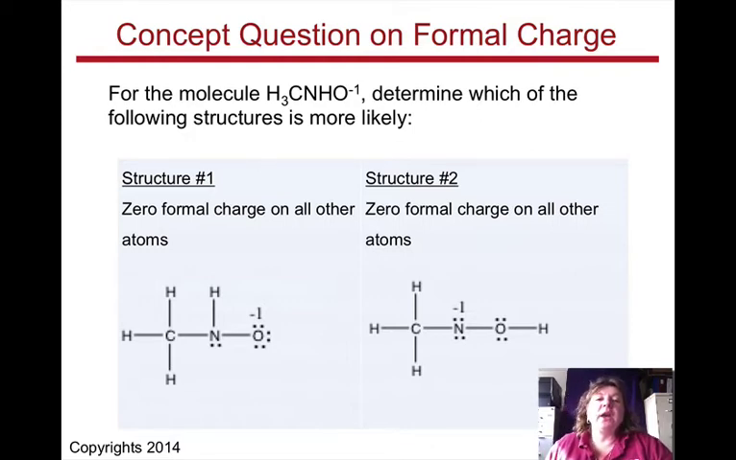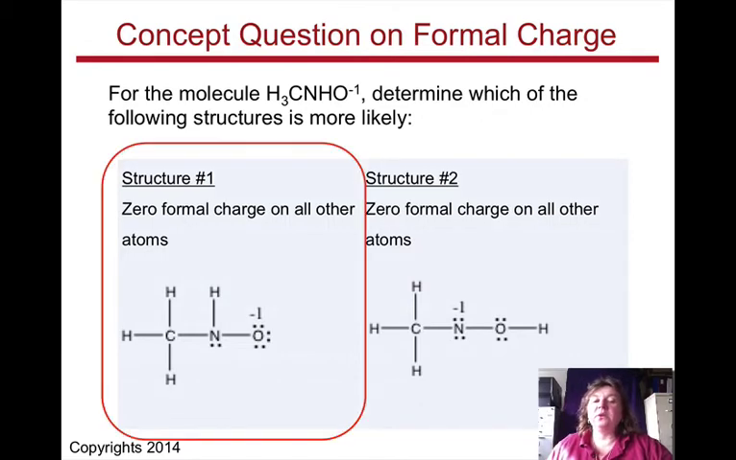So for the molecule H3CNHO-1, determine which of the following structures is most likely. Structure 1 has 0 formal charge on all atoms except for oxygen. Oxygen has a -1. And in structure 2, there are 0 formal charges on all atoms except for -1 on nitrogen. Now, which atom do you think is more likely to have a -1 charge? Would it be oxygen or would it be nitrogen?